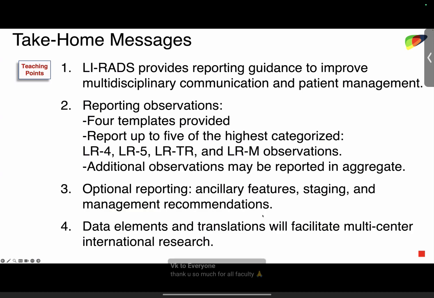And marching forward, the use of this structured and standardized reporting will facilitate multi-center international research.